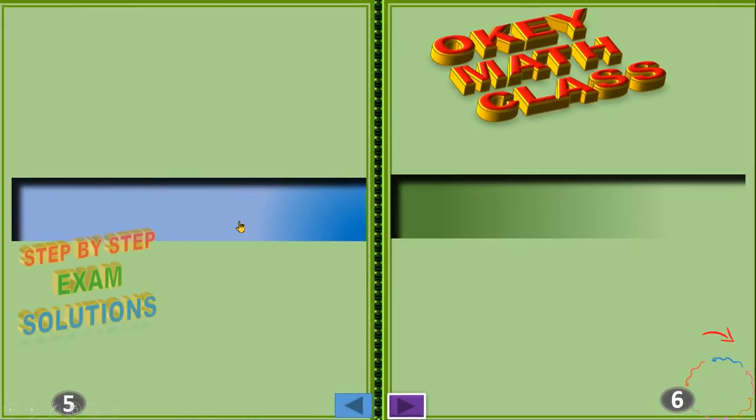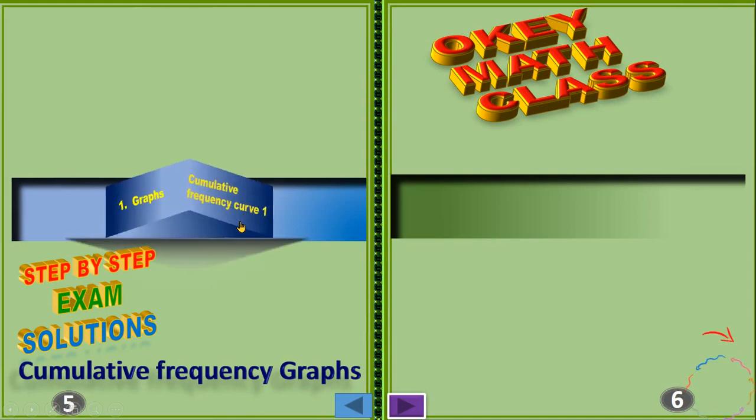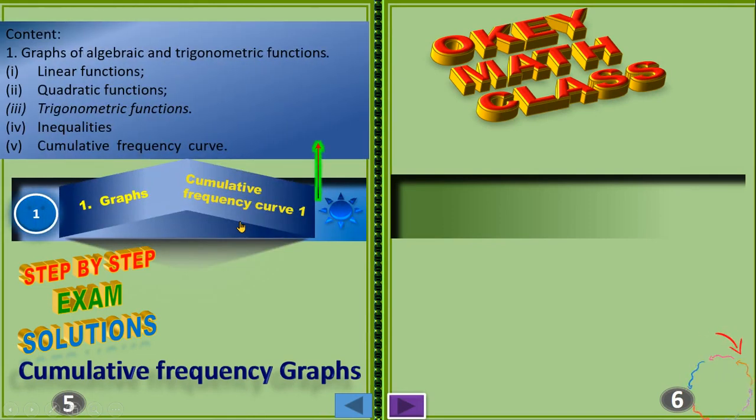OK Math class, step-by-step exam solution to cumulative frequency graphs. In this series of presentations, we have been dealing with graphs. So far, we have gone through 1. Graph of linear functions. 2. Graph of quadratic function. 3. Graph of trigonometric function. 4. Graph of inequalities. And now we are in graph number 5, graph of cumulative frequency curve.